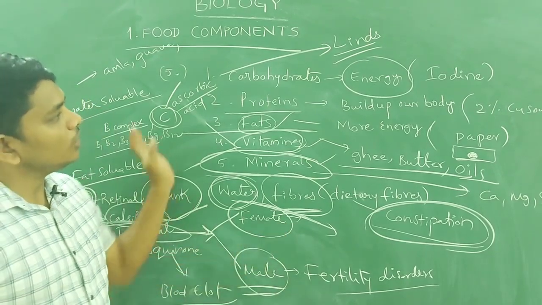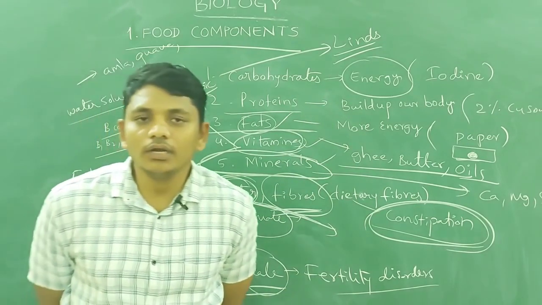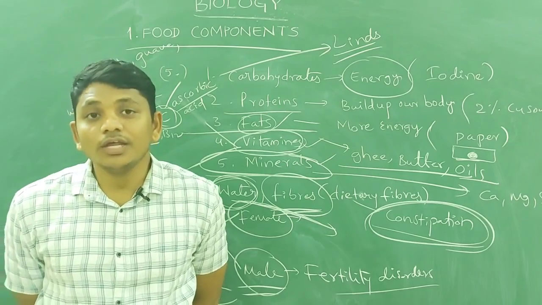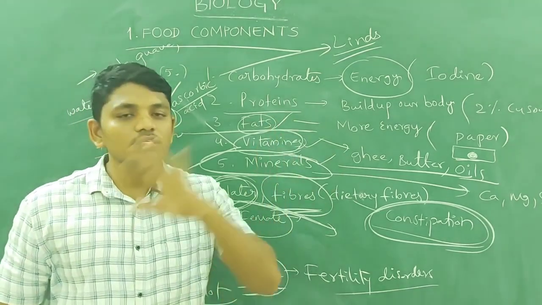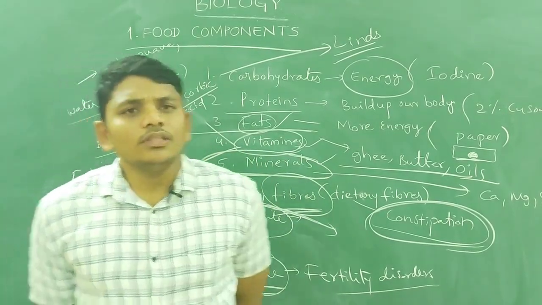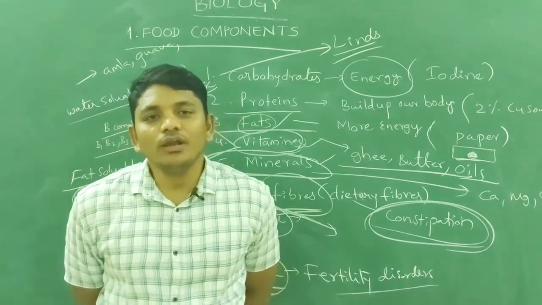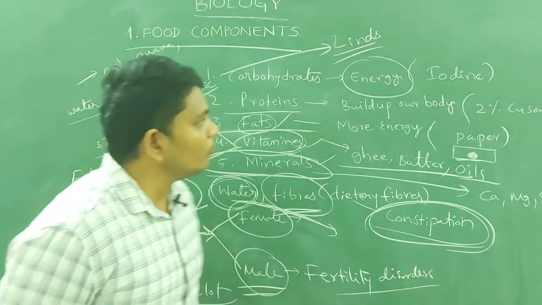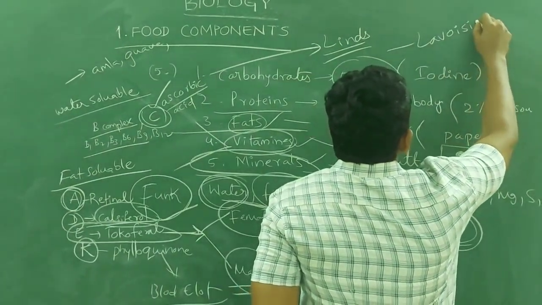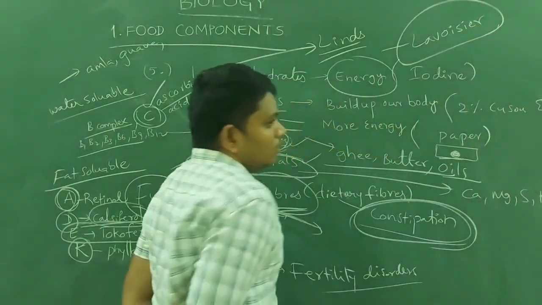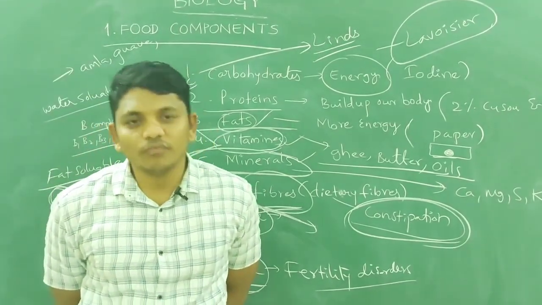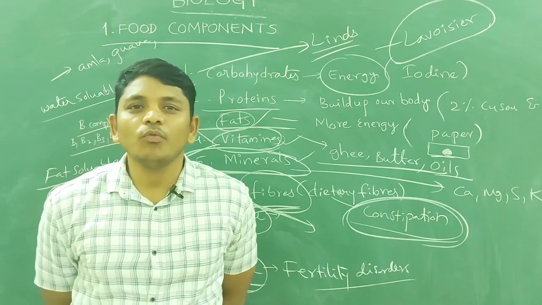You know, all these things are very important for our body, for maintenance and also growth and liberating energy and also repairing the wounds. For all these things, food is very essential. Okay, and you know, the founder of the modern science of nutrition is Lavoisier. Lavoisier is a scientist. Lavoisier is called the founder of the modern science of nutrition.